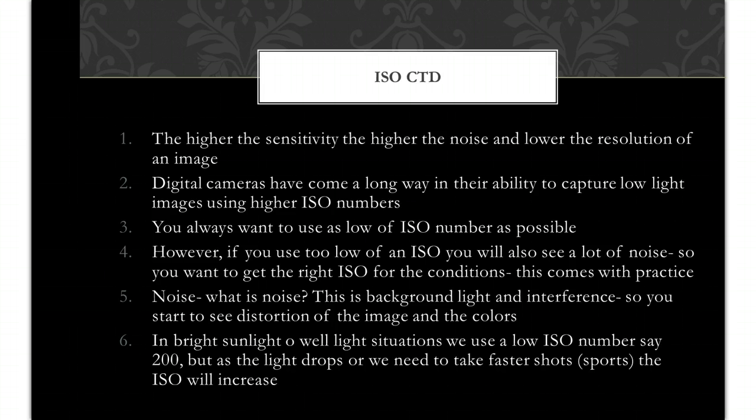So you always want to use the lowest ISO numbers possible, but again, as light becomes less and you need faster action, if you're doing a sports shoot in low light, you can't use flash, you need a high ISO. Otherwise, you're actually going to see noise, you're going to see issues, you're going to see blurring. So it's important to get the ISO number correctly.